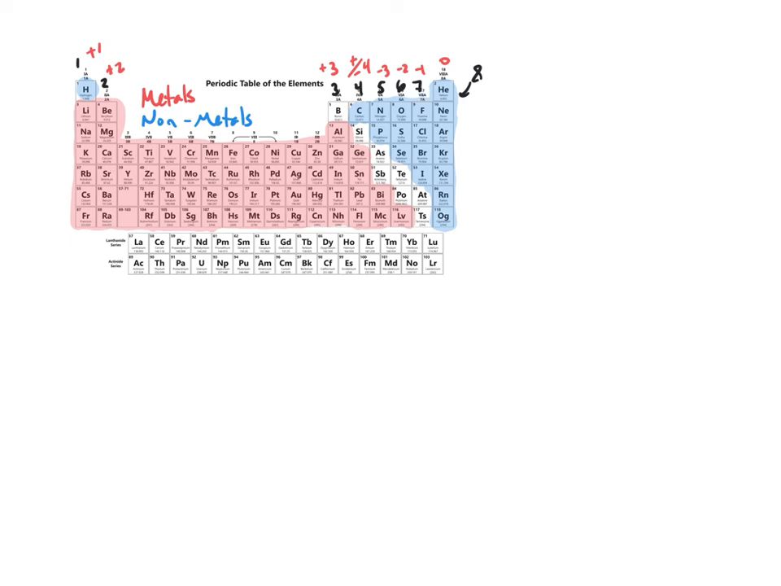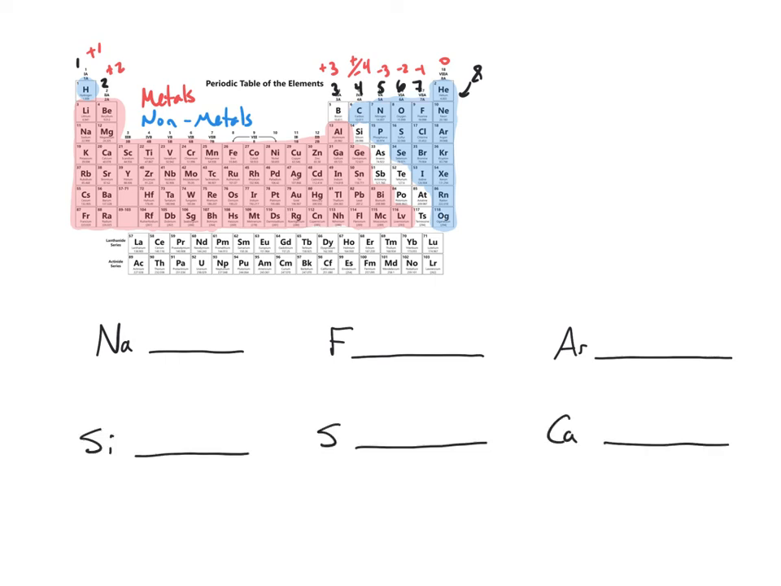So basically what I'm going to do is just say, what is the charge of the following elements when they lose or gain their valence electrons? And so the examples I'm going to give you are sodium, fluorine, argon, silicon, sulfur, and calcium. Now, of course, we did these first 2 on the last page, so these should be easy. Sodium is going to lose 1 electron and become a +1 charge.